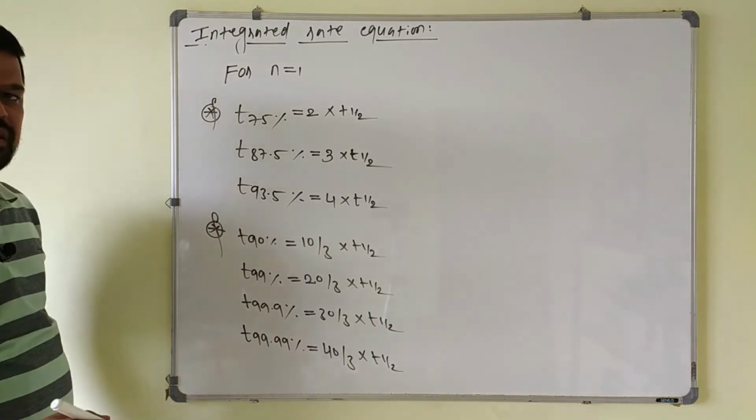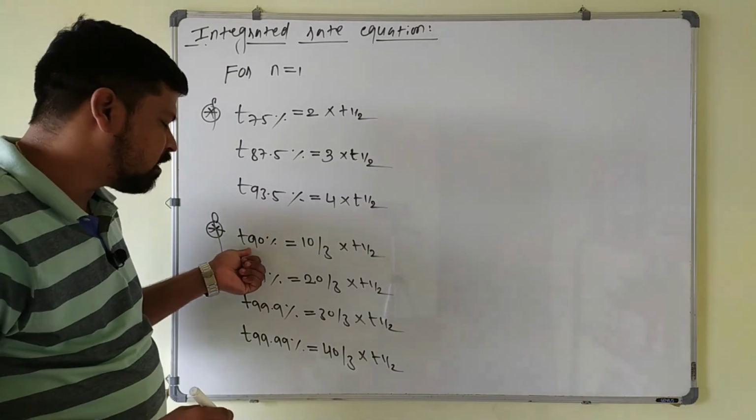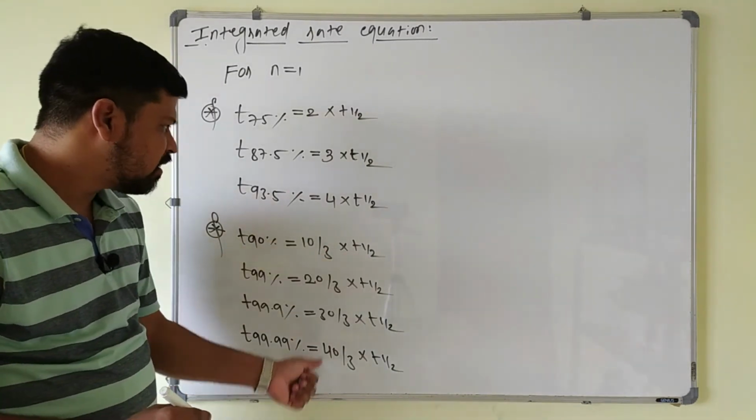These are the direct results. You can use them if you want to calculate the time required for 90% completion of first order reaction, that is directly equal to 10 by 3 into T half. Like this, these are direct results.